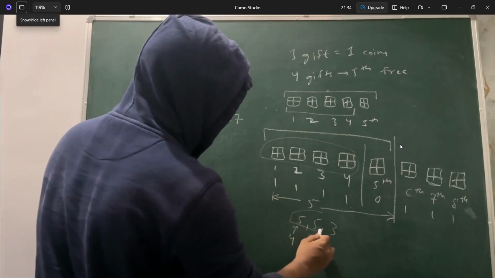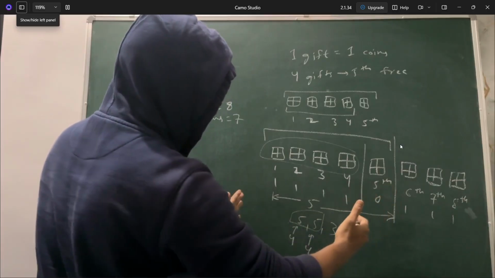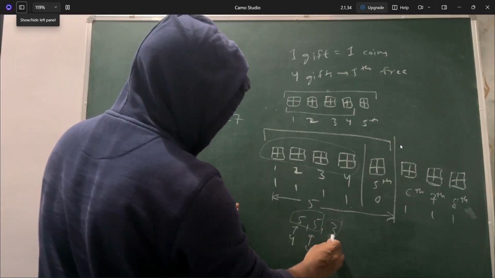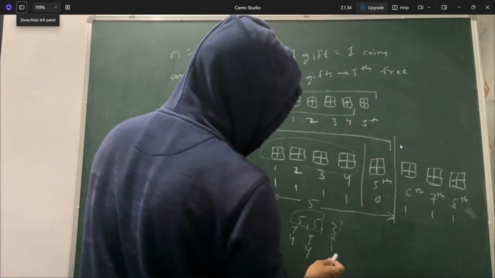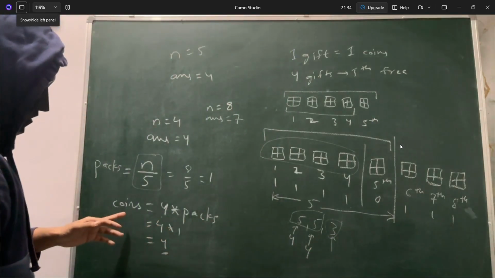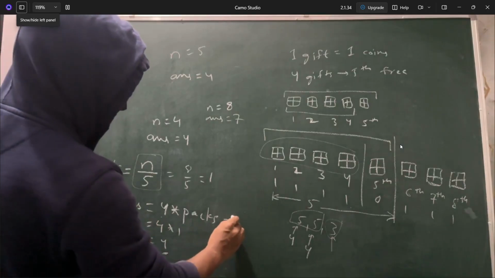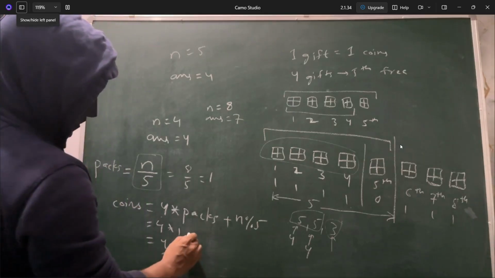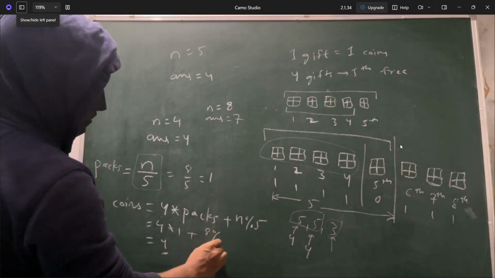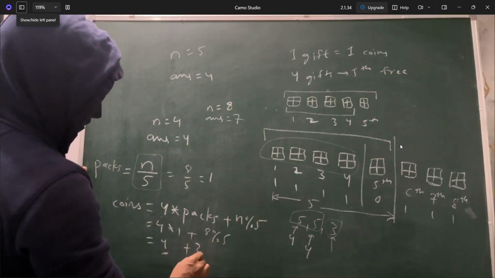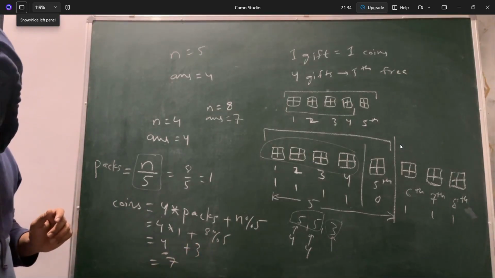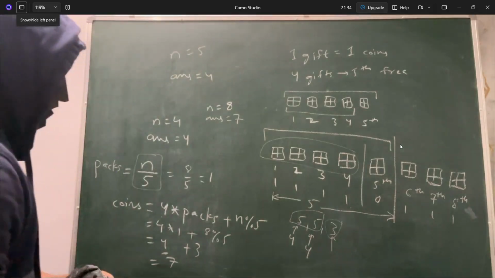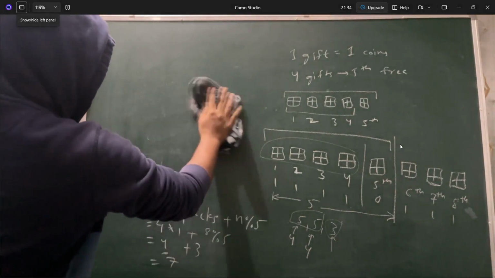So this is 2 packs of 5 gifts. Now the remaining 3, which is not a multiple of 5, he will be spending all coins to buy. So your coins will be 4 into packs plus n modulo 5, and that will be the answer. If you put it this way, n is 8, modulo 5 gives you 3, and 4 plus 3 is 7, which is our answer. I think you guys are getting it. Let me take one more example and put it in this formula, so that it will be clear.